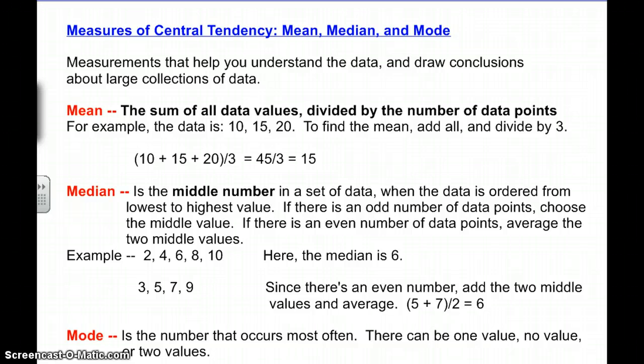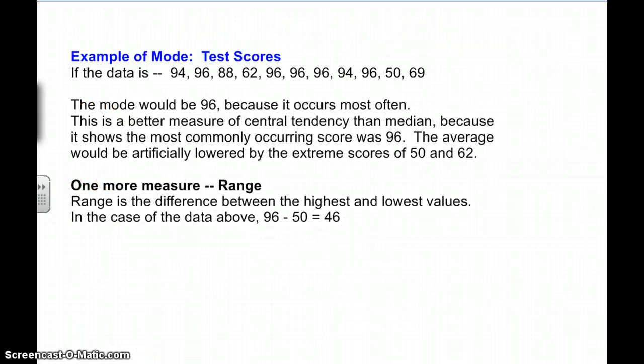The mode is the number that occurs most often. Now, sometimes there's one mode, sometimes there's no mode because there's no number that occurs more often than any other. And sometimes there are 2 values, sometimes there are 3 values. So let's look at an example of mode. We'll look at some test scores. This would be something similar to what I would see. We would have some data here of test scores, 94, 96, 88, 62, 96, 96, 96, 94, 96, 50, 69.